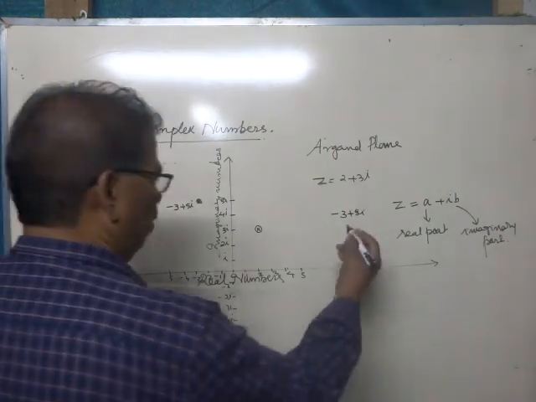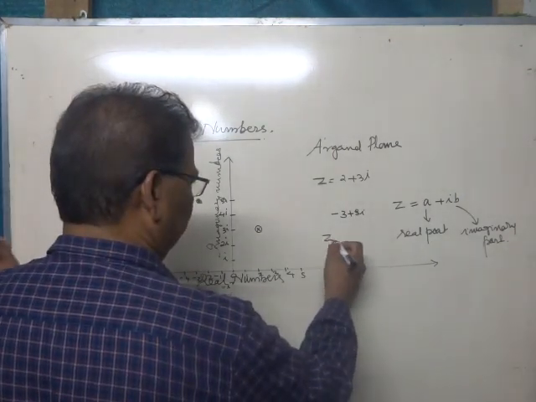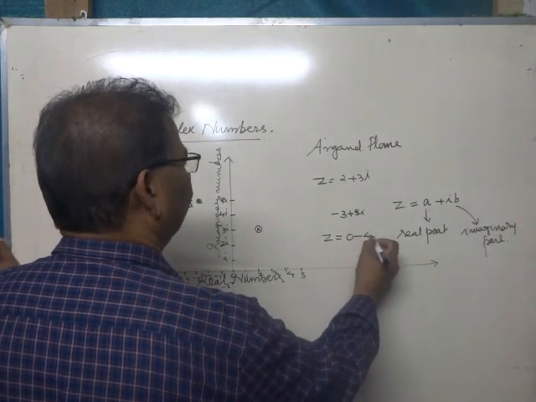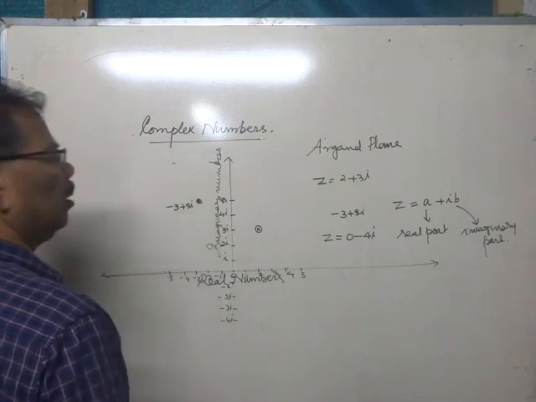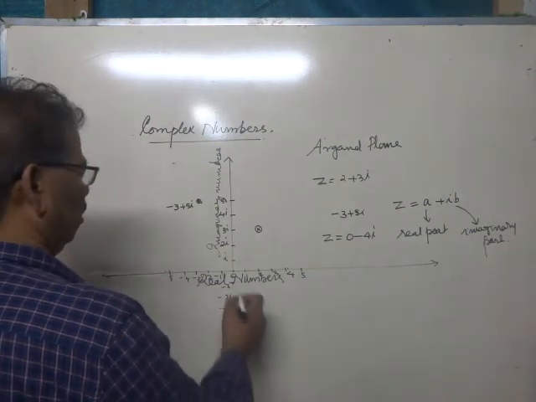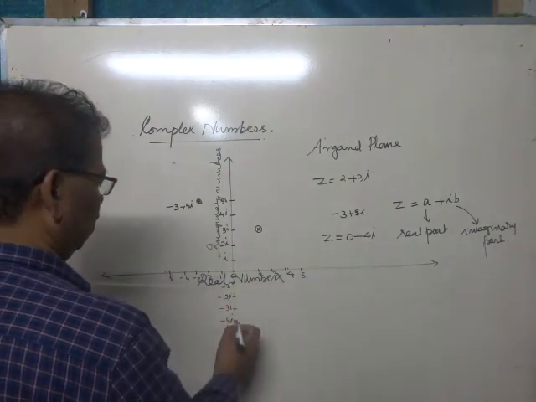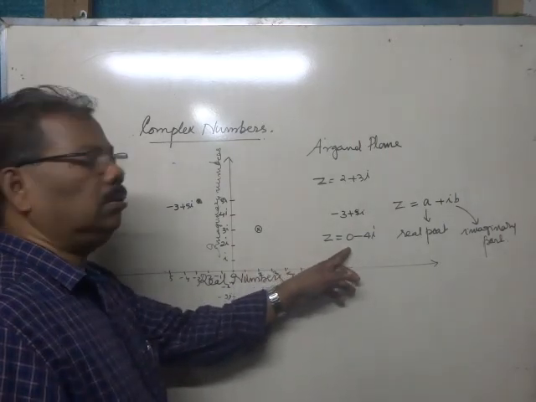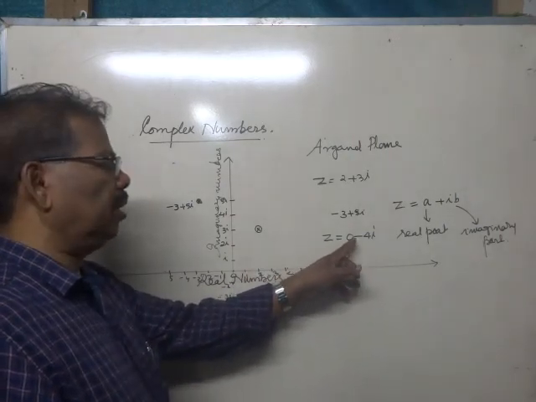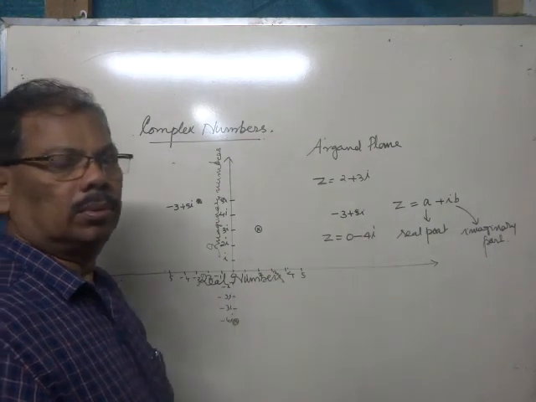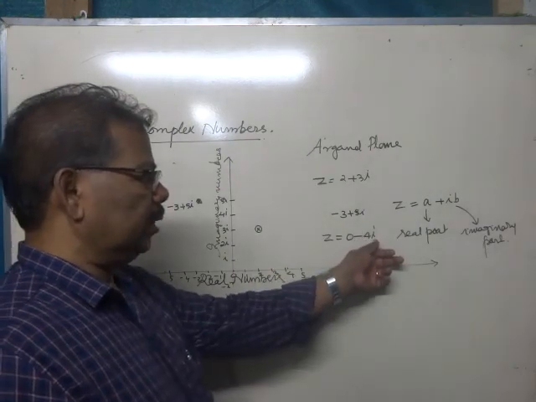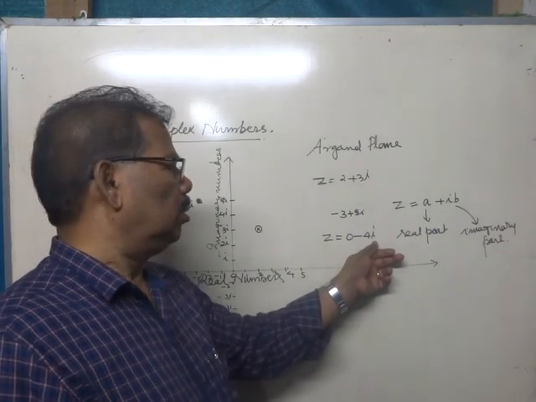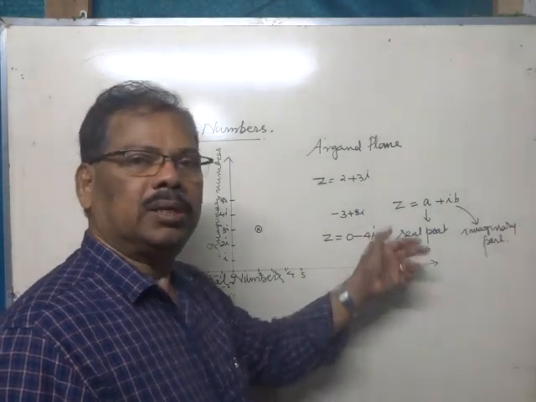Suppose the number Z is 0 minus 4i. That is its position, 0 minus 4. This will be the position. In that case, the real part is 0 and the imaginary part is negative 4. This letter i is to show that that portion is imaginary.